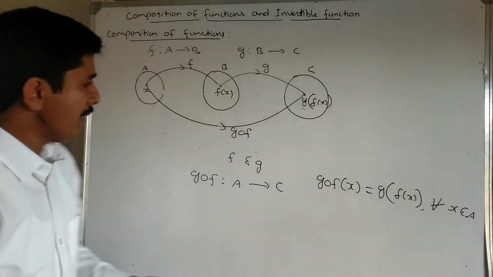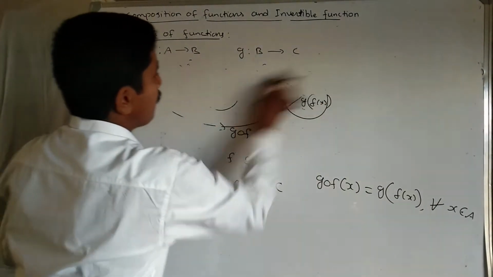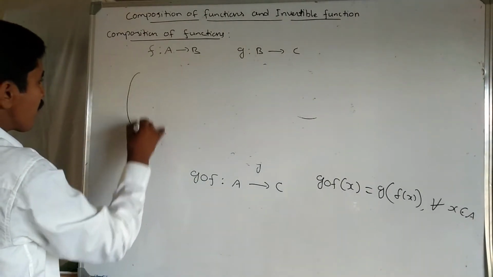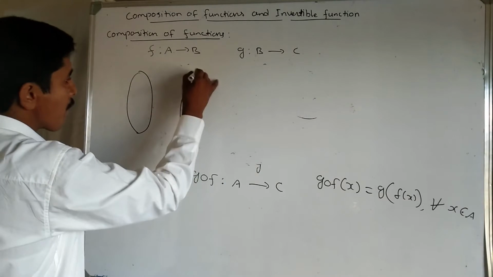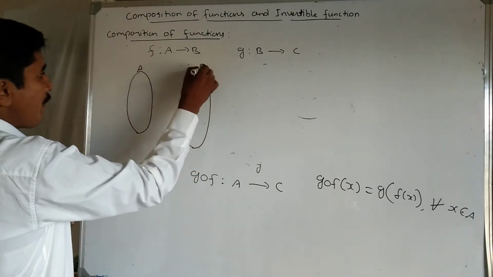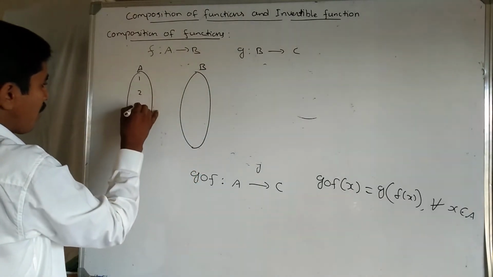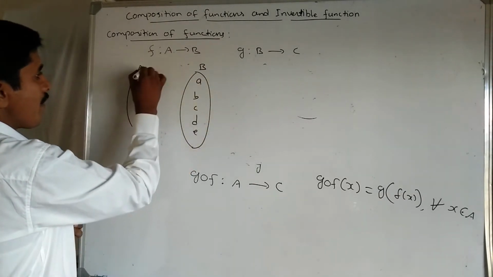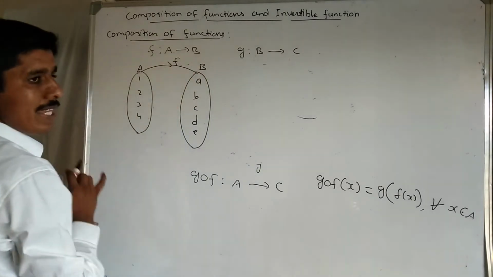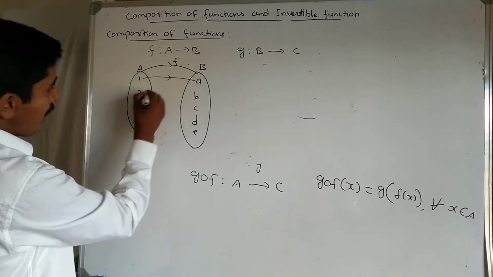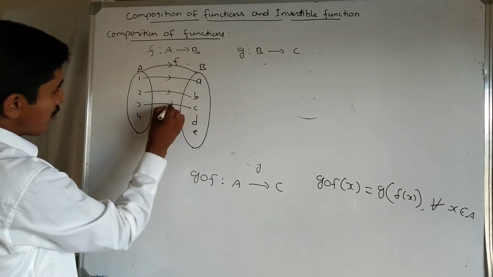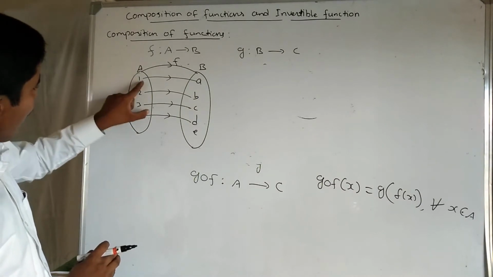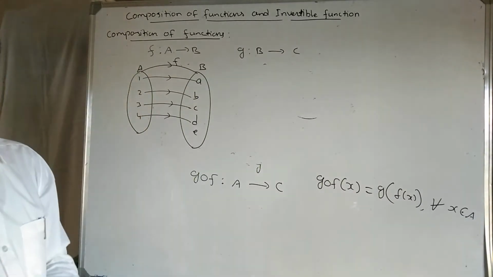Now I am taking one example. Set A, set B. Set A elements I am taking 1, 2, 3, 4. Set B elements a, b, c, d, e. Function f is defined from set A to set B. I take 1 mapping with a, 2 with b, 3 with c, 4 with d. Is it a function? Clearly it is a function. Every element of set A has only one image. Therefore, it is a function.